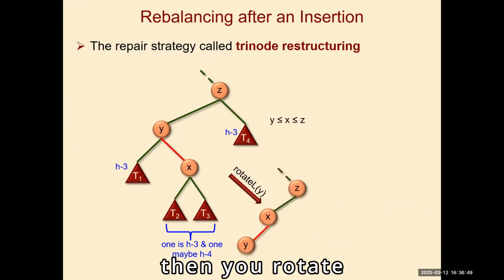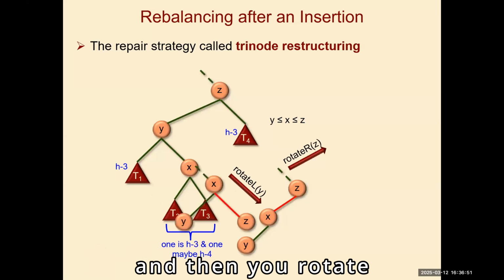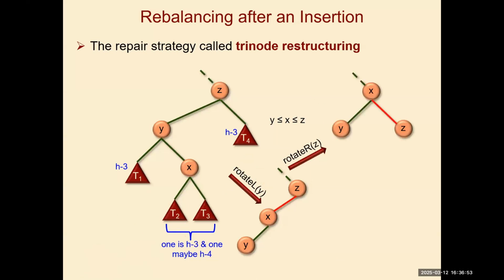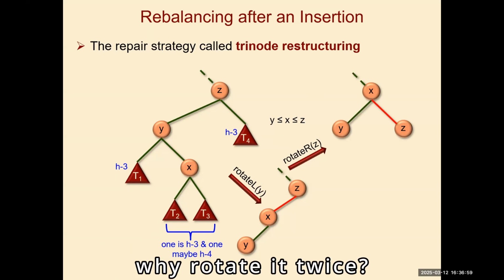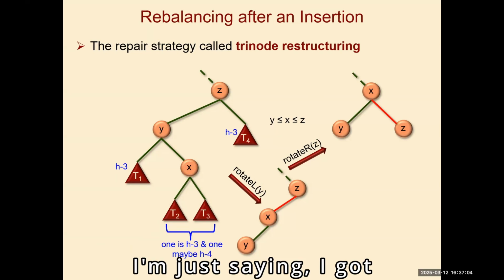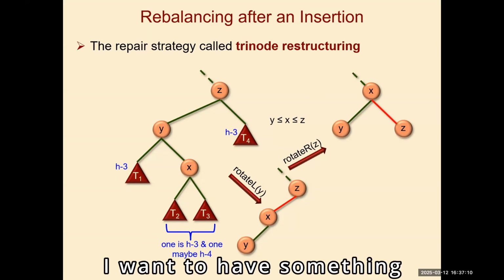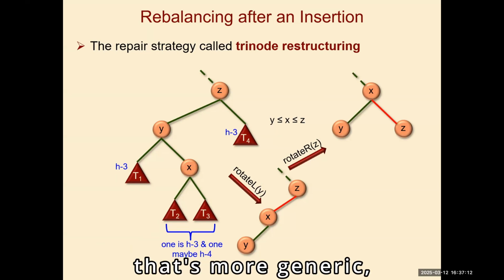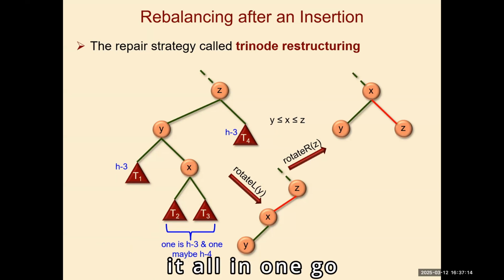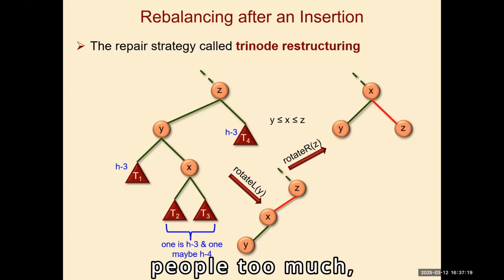Then you rotate like that, and then you rotate a second time like that. Now, what I'm saying is, why rotate it twice? I'm just saying, I got this XYZ pattern, right? I want to have something that's more generic, that you can do it all in one go without thinking too many cases, without frightening people too much, right?